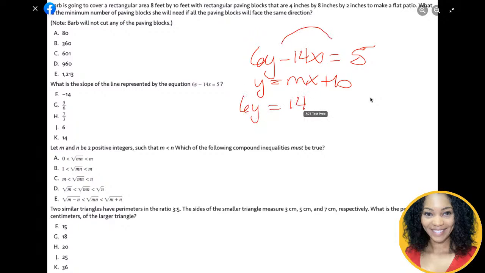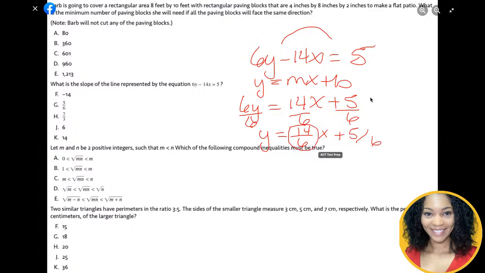That'd be a positive 14x plus 5. And then we're dividing everything by 6. And so we end up with y equals 14 over 6x plus 5 over 6. And here is our slope. But you might be thinking, none of the answer choices match 14 over 6. And that's because you need to reduce it.